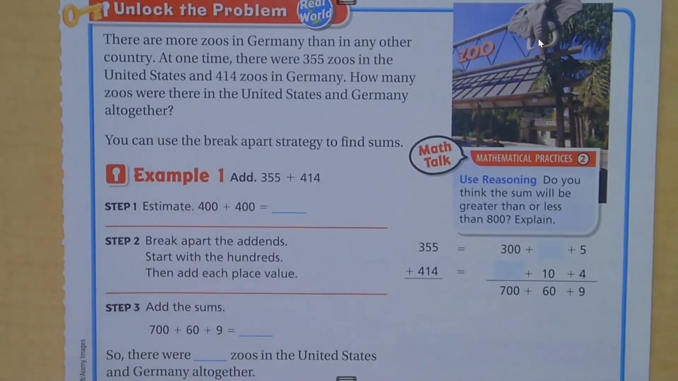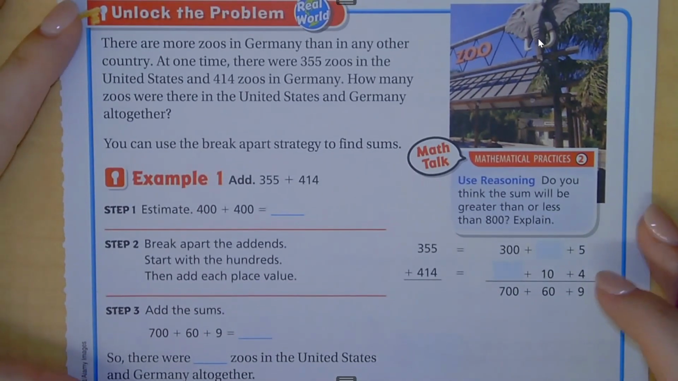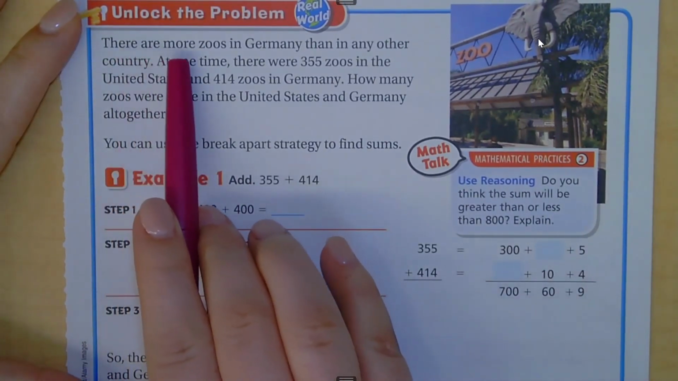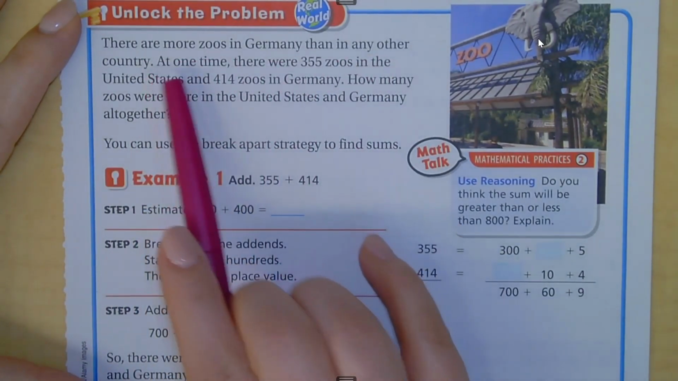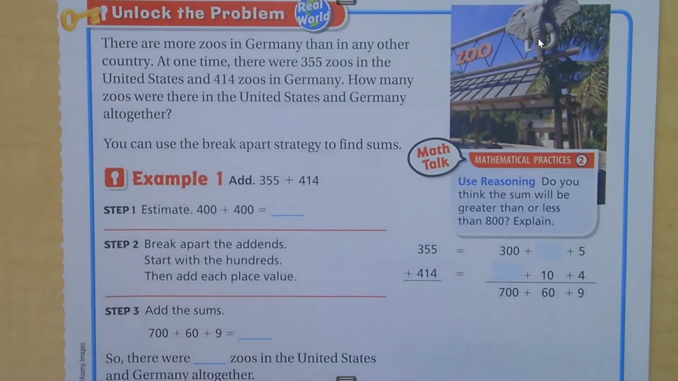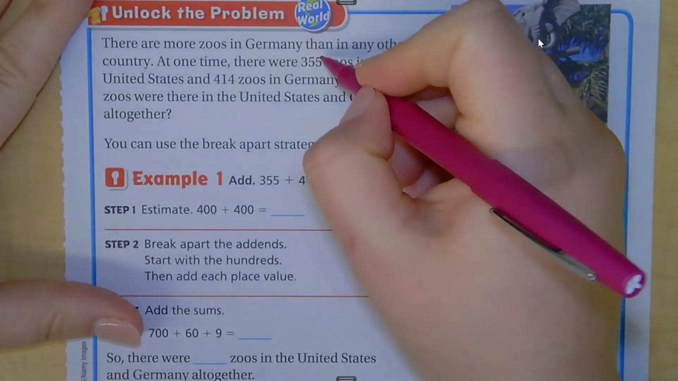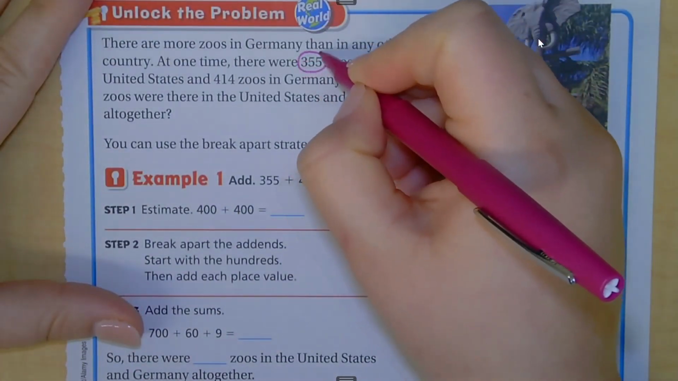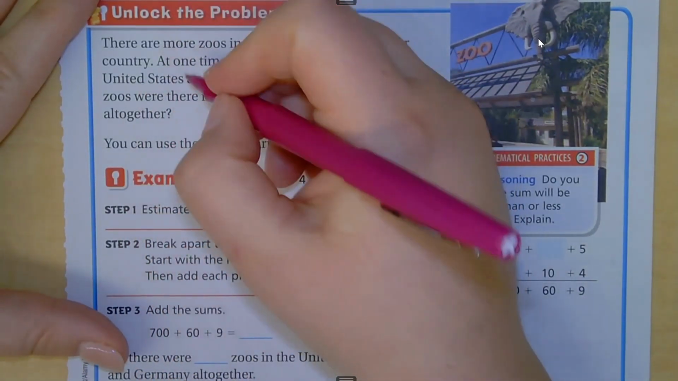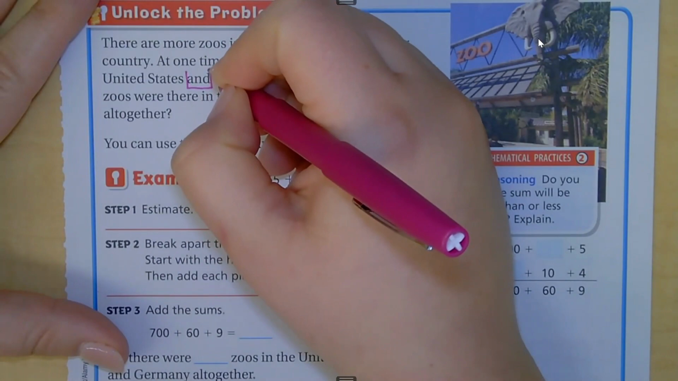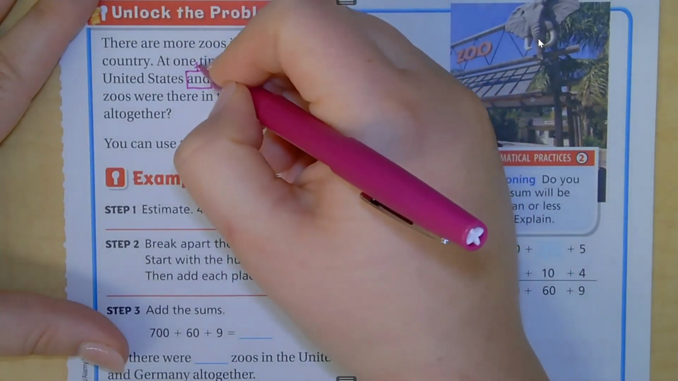All right, so let's read our problem first. There are more zoos in Germany than in any other country. At one time, there were 355 zoos in the United States, and I'm going to put a box around "and" because that's a clue word to add.